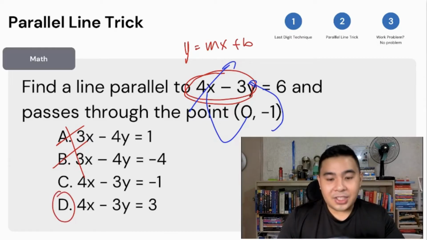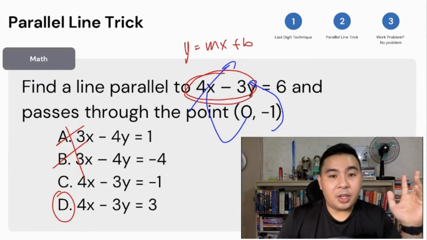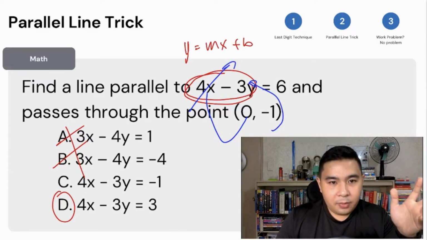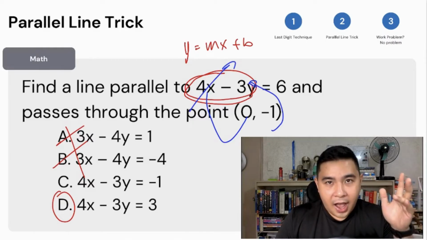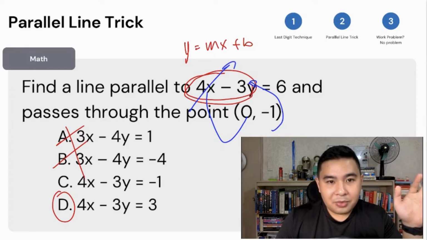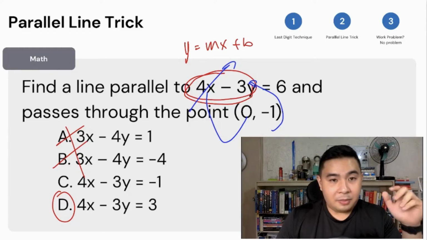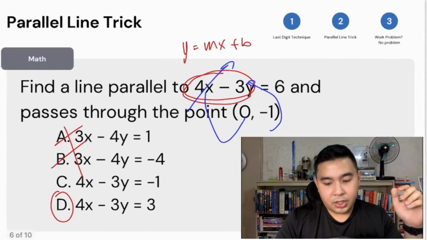And you can actually answer this question quite quickly. So we see that, okay, parallel line, standard form, 4x minus 3y. I retain the coefficients and then I substitute 0, negative 1. 0 times 4, that's 0. Negative 3 times negative 1, that's 3. So I get the answer in less than 10 seconds. Okay? So I hope that is a technique that you'll be able to use in the future.